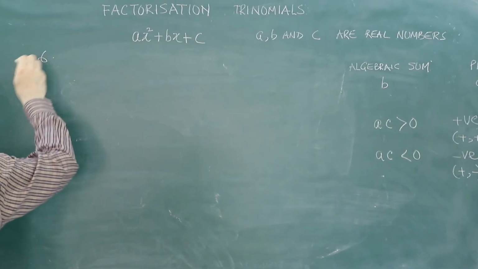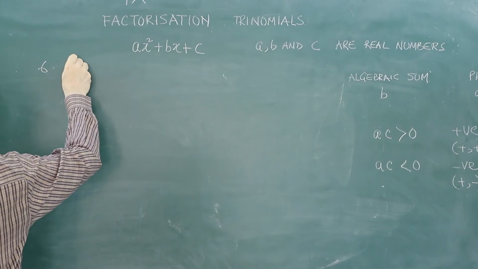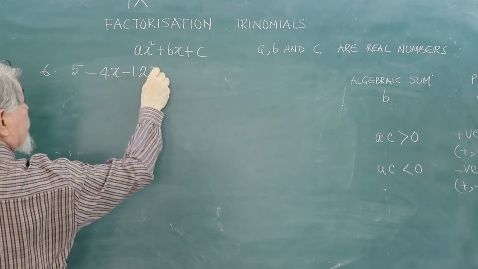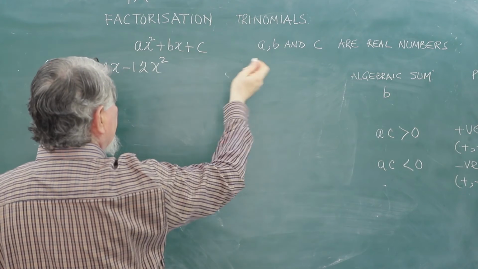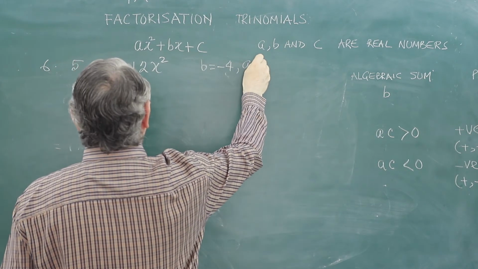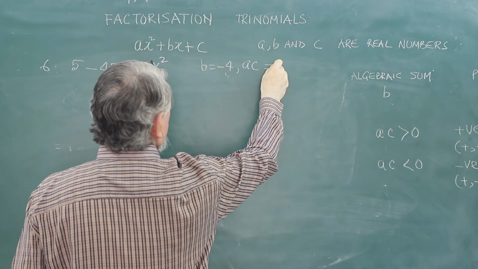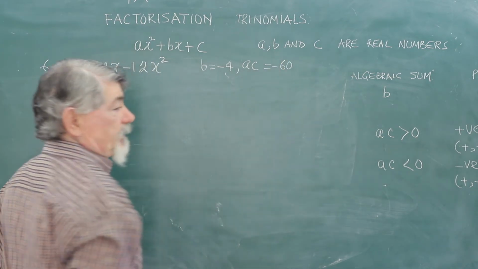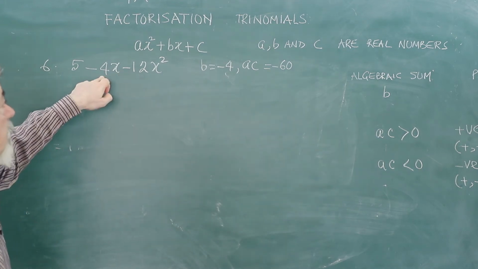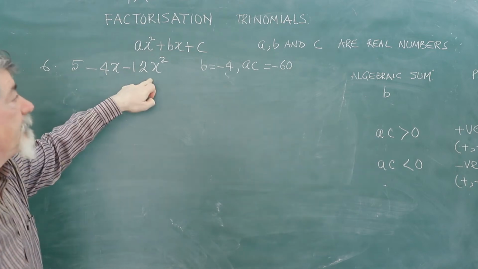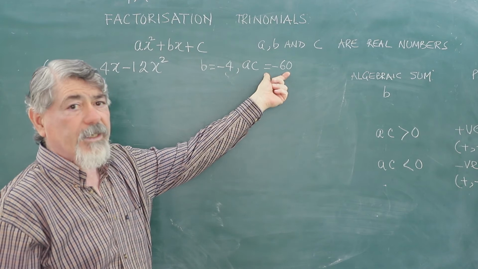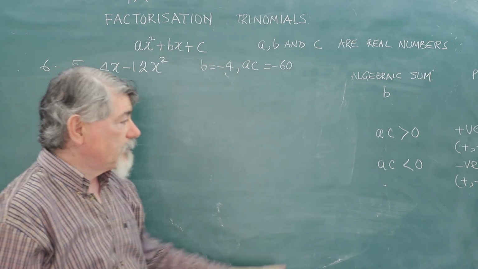Now let us do question number 6. Question number 6 is 5 minus 4x minus 12x squared. What is b? I am going to write it in the beginning. b is minus 4 and AC is 5 into 12, minus 60. 12 fives are 60, and minus 60. Again AC is less than 0.